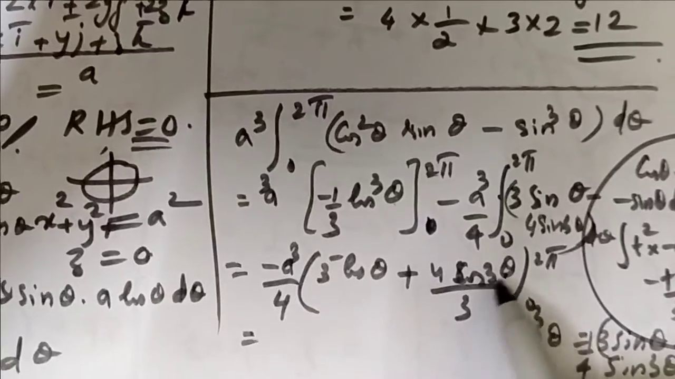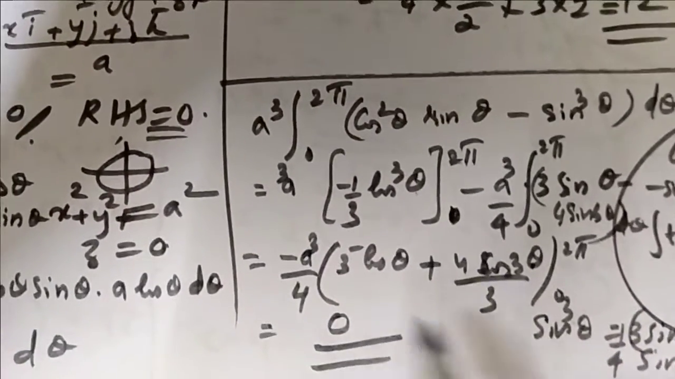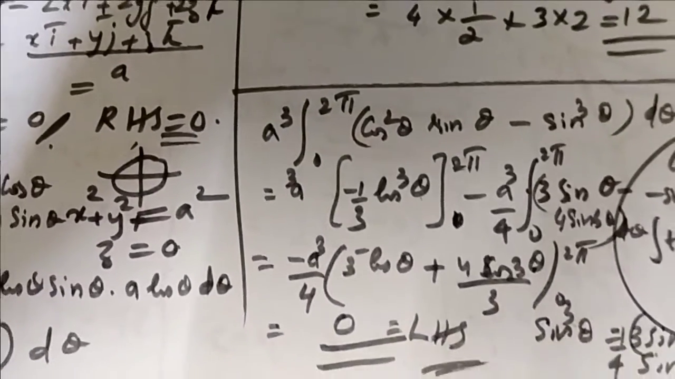Sorry, cos 6 pi is 1, so 1 minus 1 is 0. So all terms are cancelled. So the answer, the left hand side also, is 0. Okay.